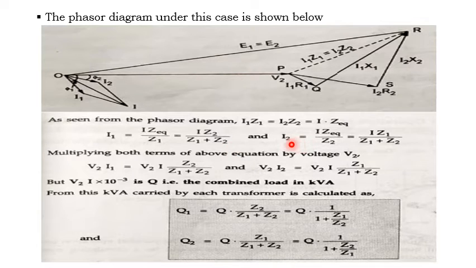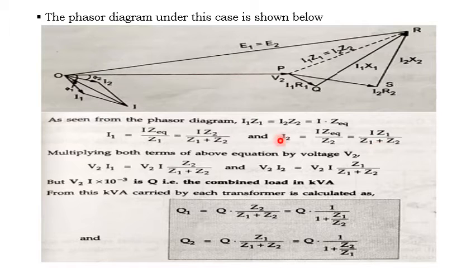Similarly, we can represent I2. I2 Z2 is equal to I Z equivalent, so I2 is equal to I Z equivalent divided by Z2. Substituting the value of Z equivalent, this becomes I Z1 divided by Z1 plus Z2.